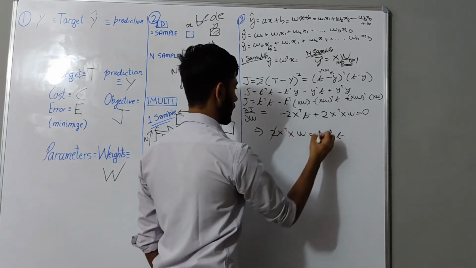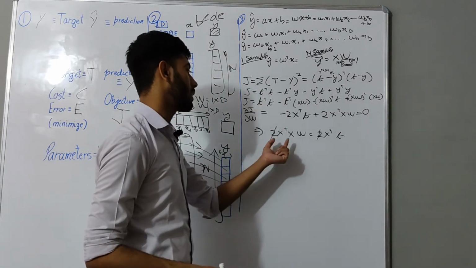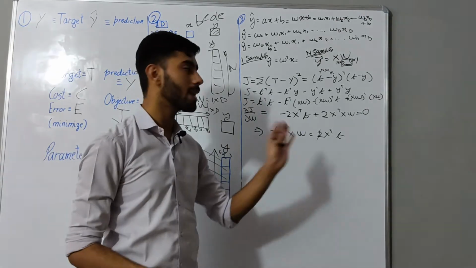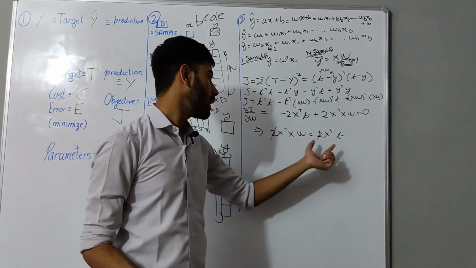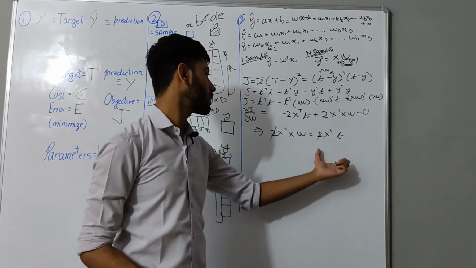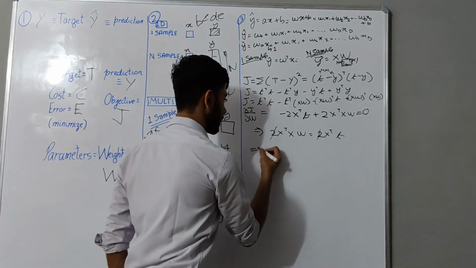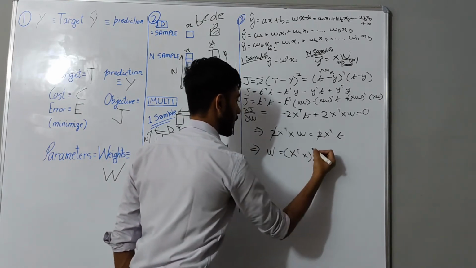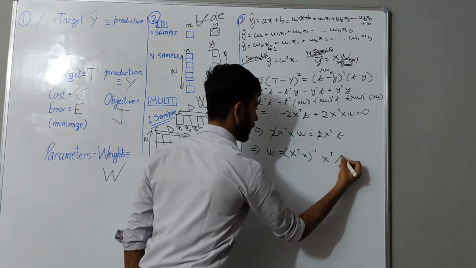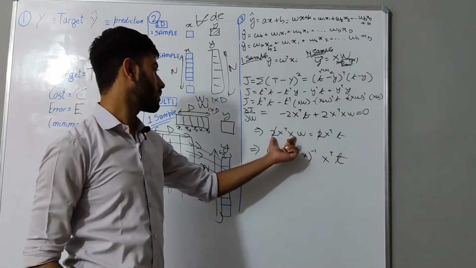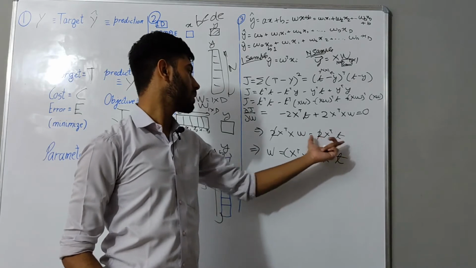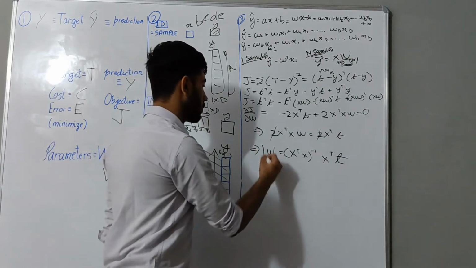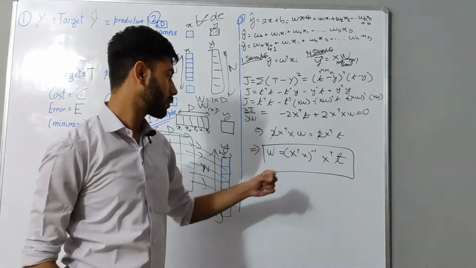The 2's will get cancelled, and now I have to shift, or transpose, this term over here. But since these are not any random numbers, these are matrices, I cannot divide any matrix with another matrix. What I have to do is write this in the form of w is equal to inverse of (x transpose x) multiplied by x transpose t. I cannot divide this term with this term, so I have to write this whole term as inverse multiplied by this term. So now my w is going to look like this, and now I have to find this value.